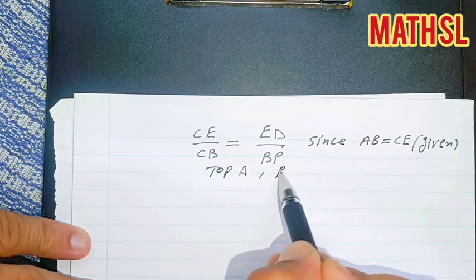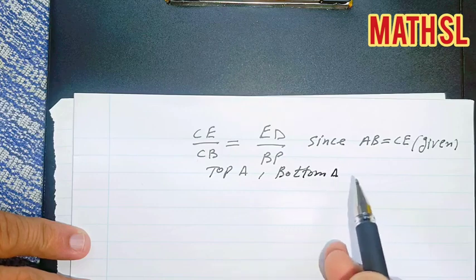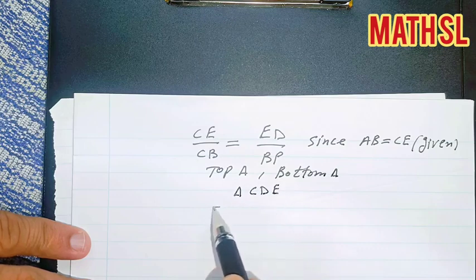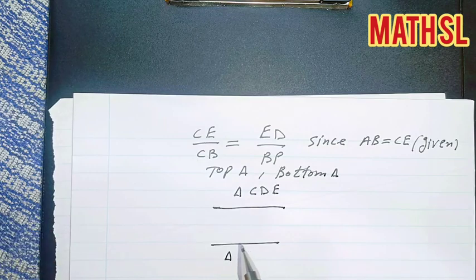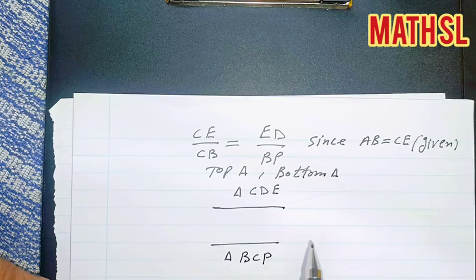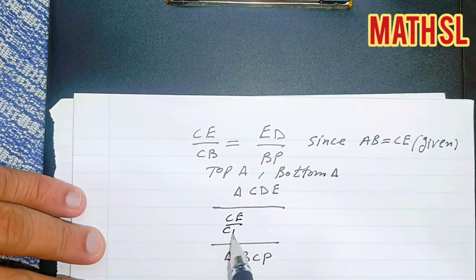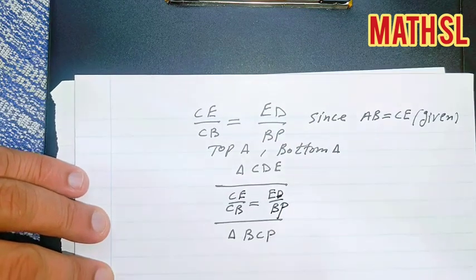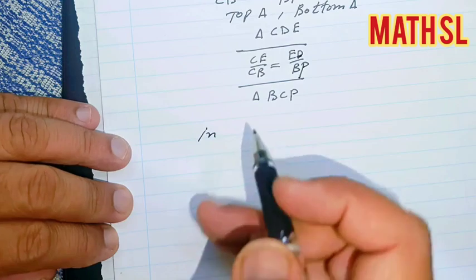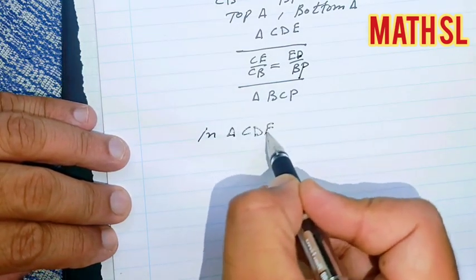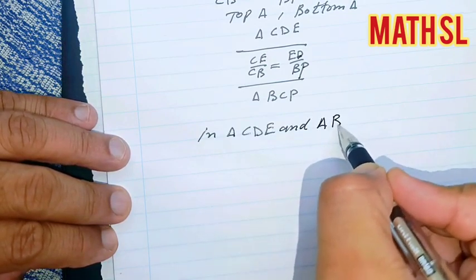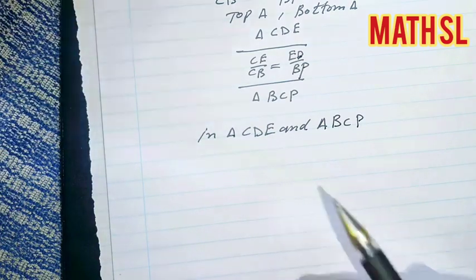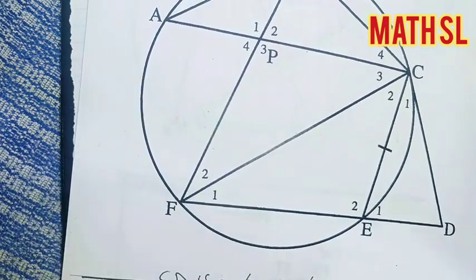Top triangle and the bottom triangle. Now the top triangle is CDE over the bottom triangle BCP. So we need to prove CE over CB is equal to ED over BP. So in triangle CDE and triangle BCP, we need to prove these two triangles are similar. Does CDE exist in the sketch or not? Have a look first.